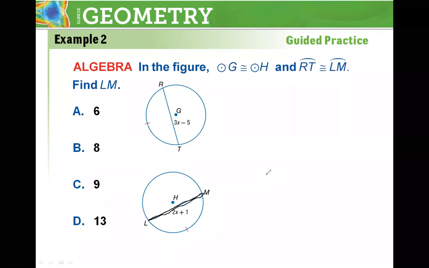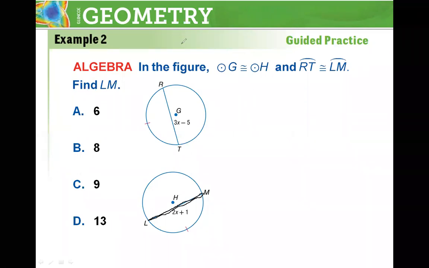Okay, I start with Mazen. The RT and LM are equal because the arc RT and the arc LM are equal. According to the theorem, if the measures of the arc RT and the arc LM in two congruent circles are equal, then the measures of the two corresponding chords are equal. This is the first step.